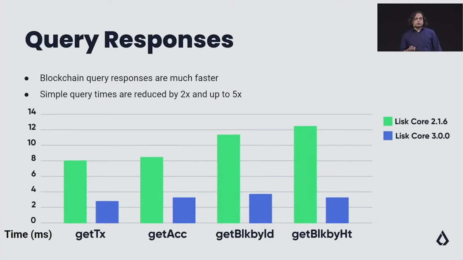Next up is the query response. The blockchain query responses are much faster now. Simple query times are reduced by at least 2 times and up to 5 times. As you can see in the diagram, for different types of queries, like get transaction, get account, get block, the query times are much smaller. What this means for the end user is much faster responses and hence a better user experience for the different blockchain applications.